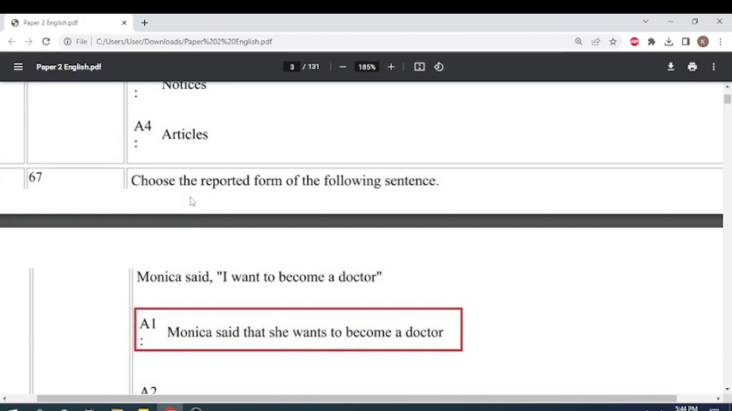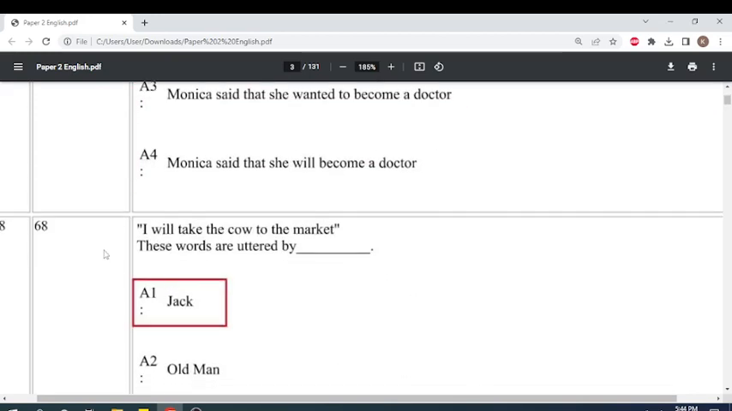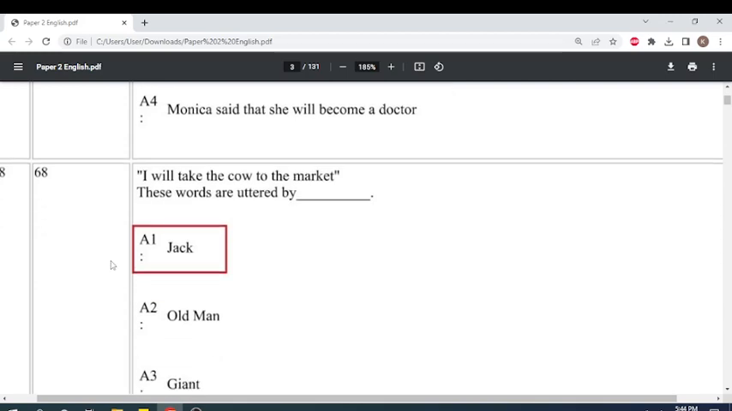67. Choose the reported form of the following sentence. Monica said, I want to become a doctor. Answer, A1. Monica said that she wants to become a doctor. 68. I will take the cow to the market. The words are uttered by dash. Answer, A1, Jack.